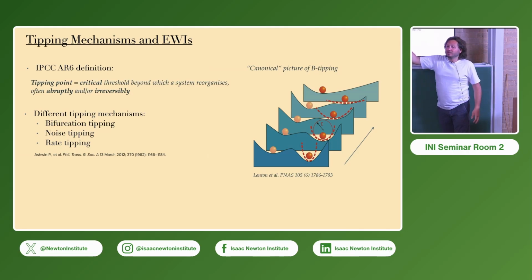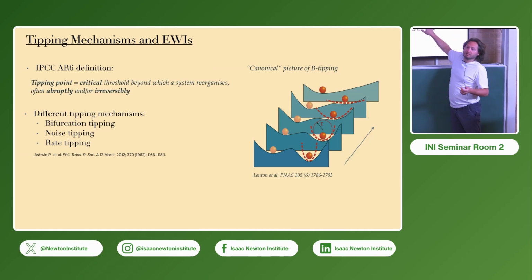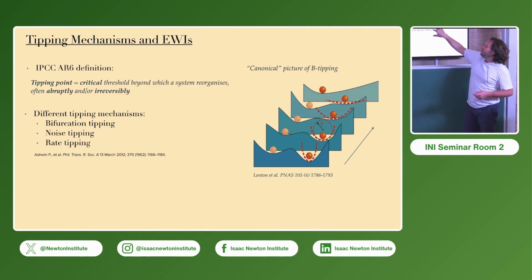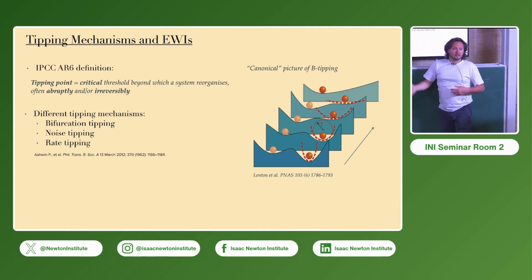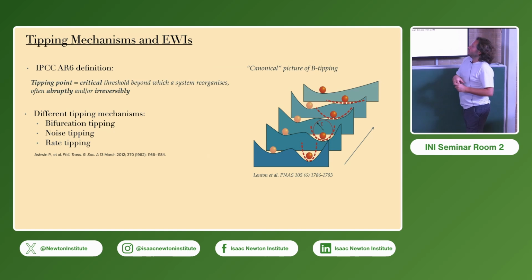And noise tipping is something where the dynamical landscape is not changing, but the noise, especially if it's Gaussian noise, will eventually lead to a transition to the other state. And in this case, you use techniques like large deviation theory, or mostly that.